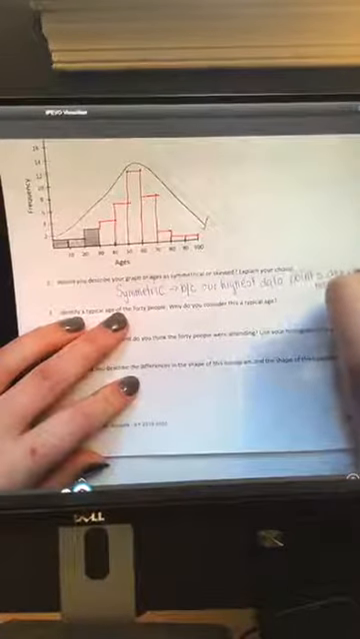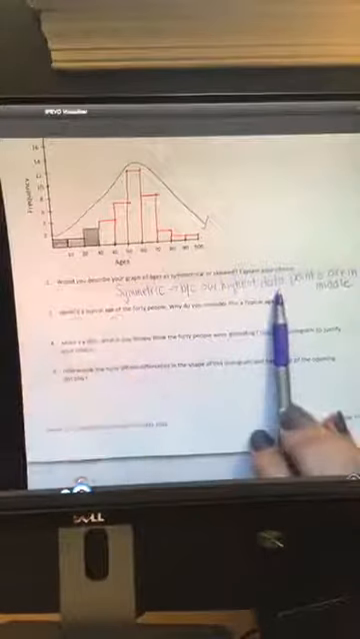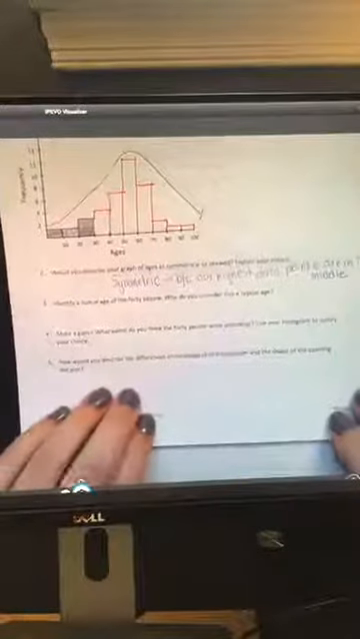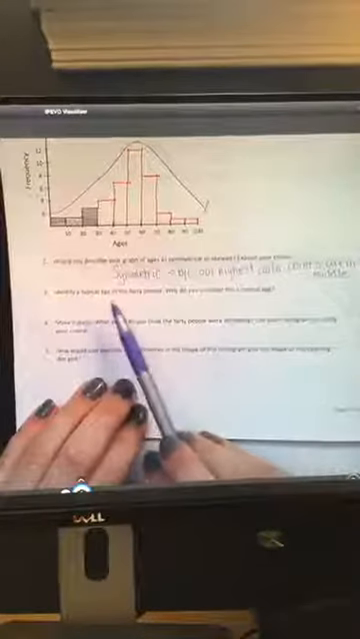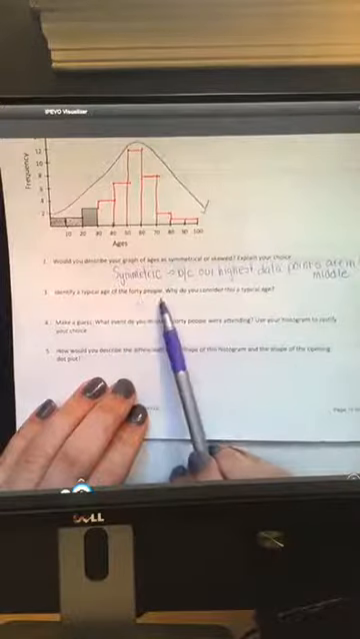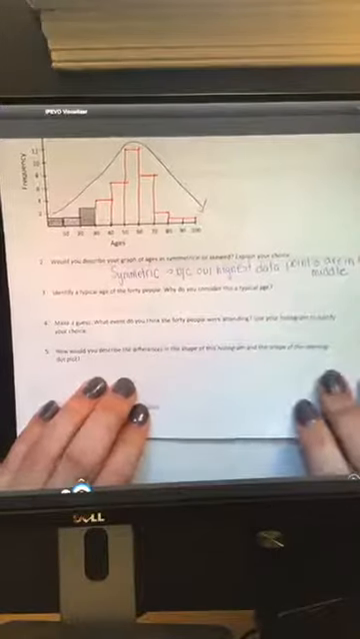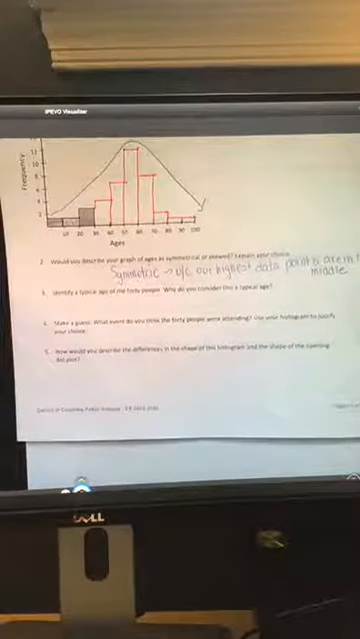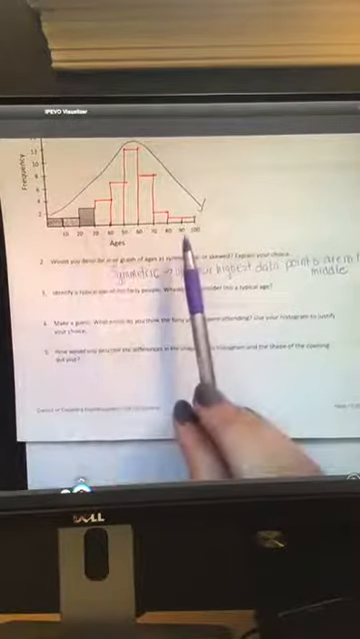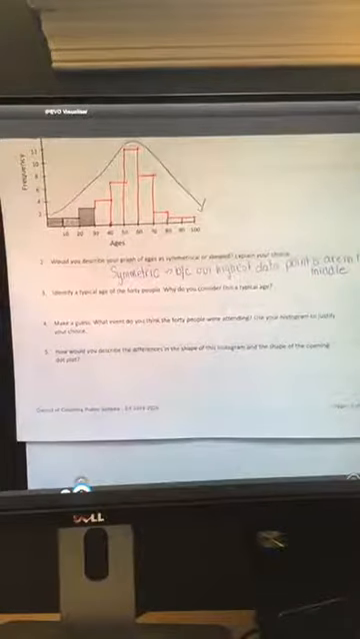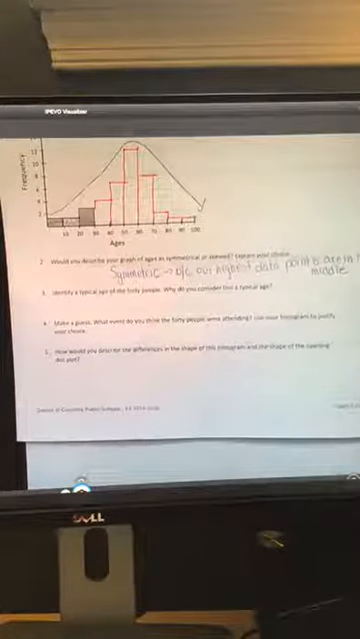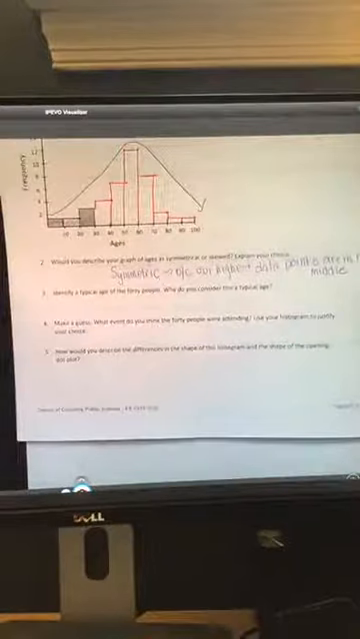All right. So our data went up, then our data went down. It's symmetrical because our highest data points are in the middle. Now the next question says, identify a typical age range of the 40 people. Why do you consider this a typical age range? When they're asking us to find the typical age range, they're asking us to find the age range that the most people are in. So if we look at this histogram and determine which age range the most people are in, which age range would you say that is? The age range that has the most people in it.